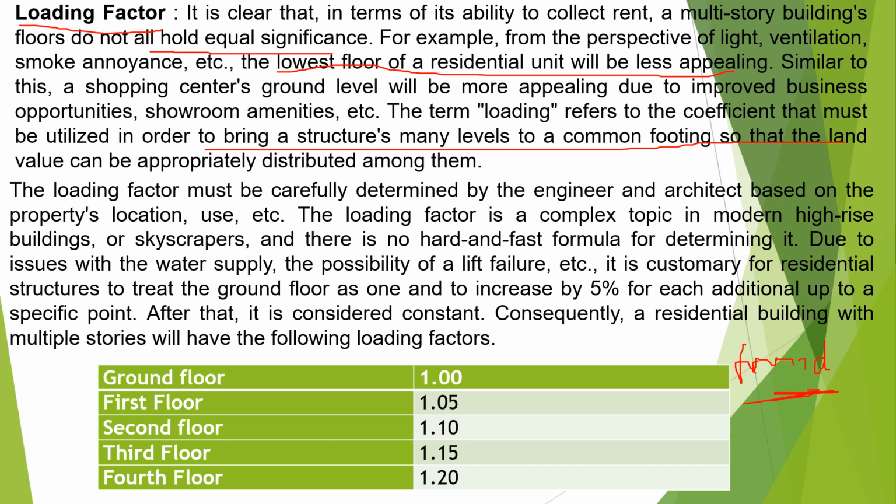residential buildings, the loading factor for the ground floor is taken as 1, and as we go to the first floor it is taken 5% more, 1.05. For the second it is 1.10. For the third it is 1.15, and for the fourth floor it is 1.20, meaning 5% higher for each subsequent floor. But from the fourth floor onwards it remains constant at 1.2, which is generally taken.